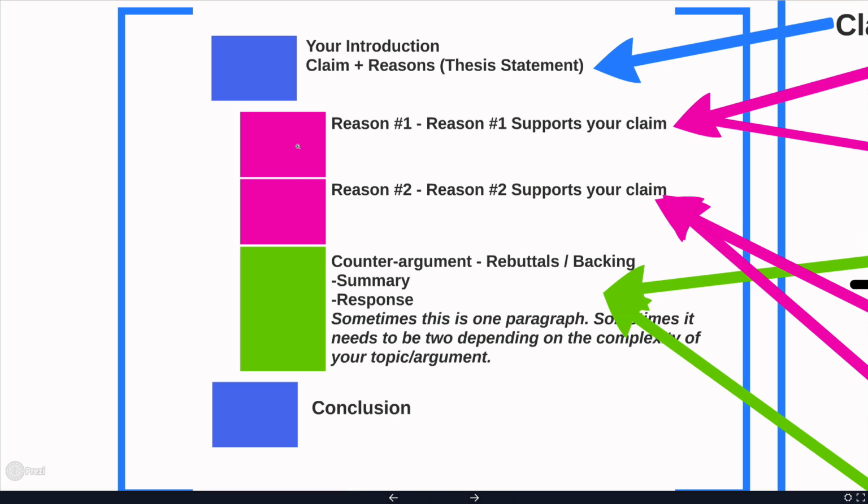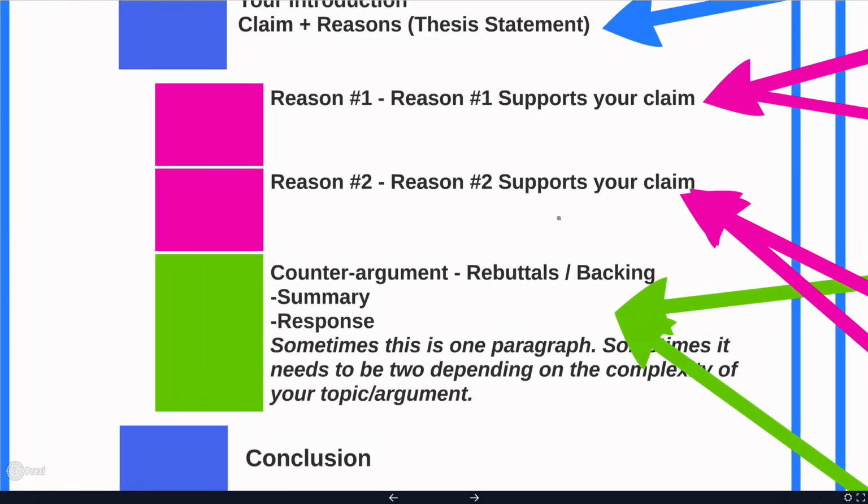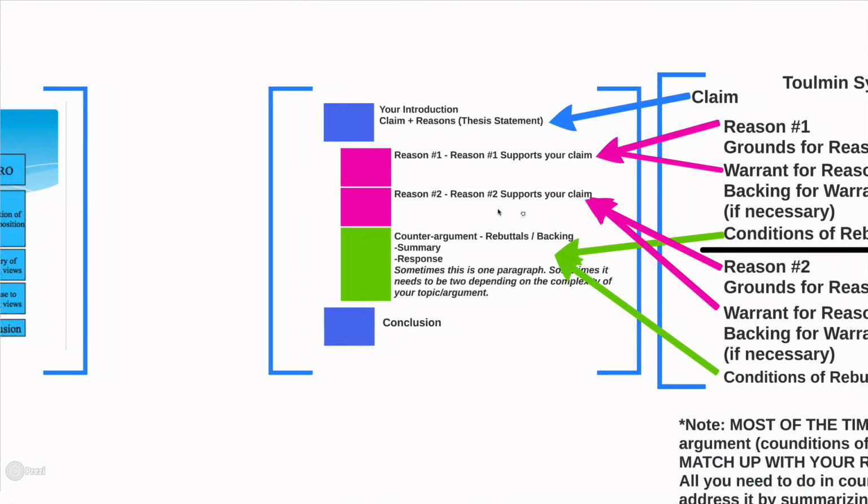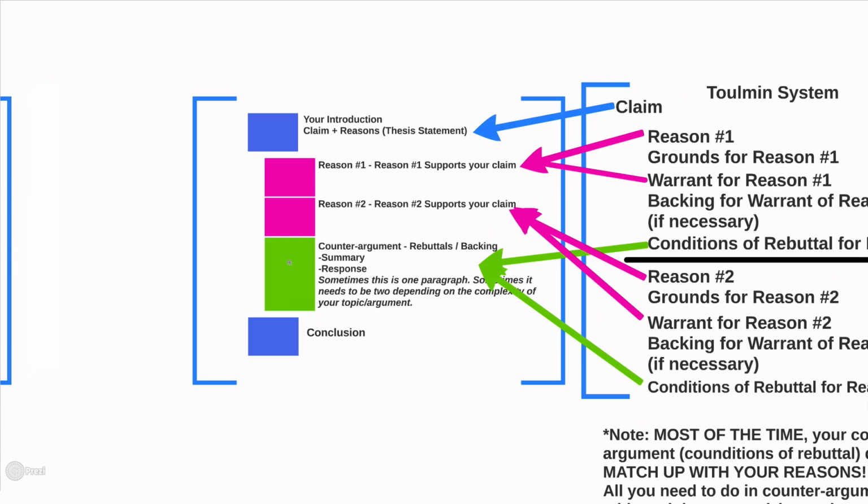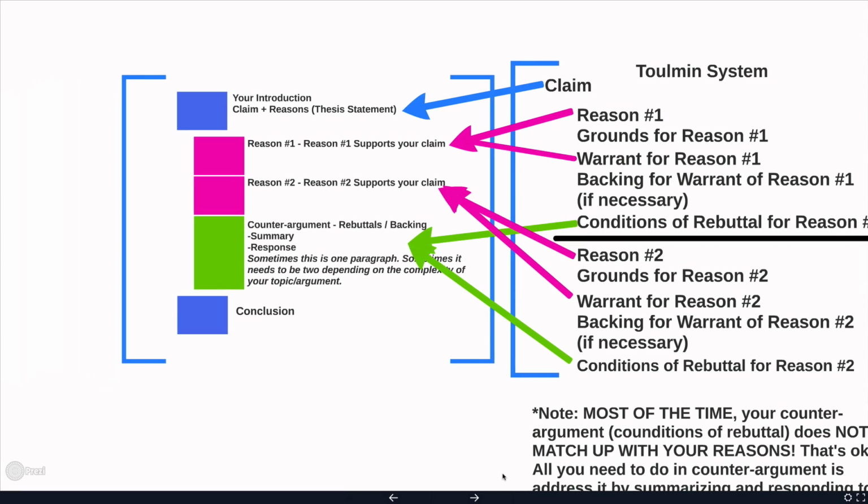Then reason 1, paragraph 1. Reason 2, paragraph 2. And then counter argument, a summary and a response. Sometimes this is 1 paragraph, sometimes it needs to be 2, depending on the complexity of your topic or your argument. And then the conclusion, pretty straightforward, right? So technically, you could have 1, 2, 3, 4, 5 paragraphs. If there's only 1 paragraph here for counter argument, you could have 6 paragraphs if you had to break this up. So what I want you to see here is what this looks like.